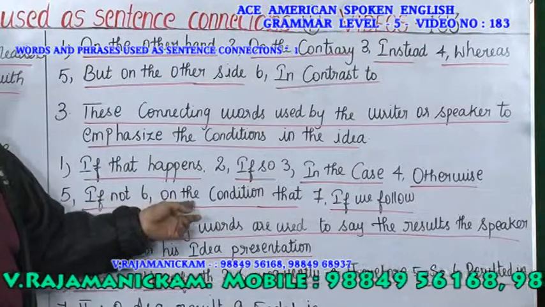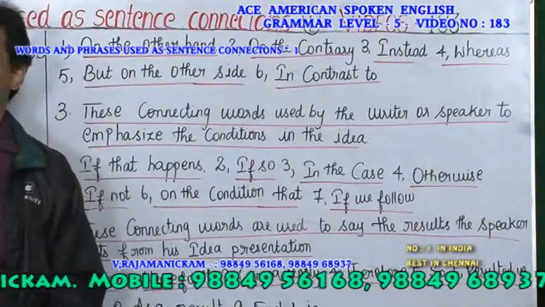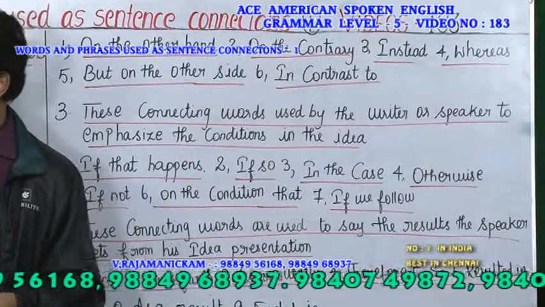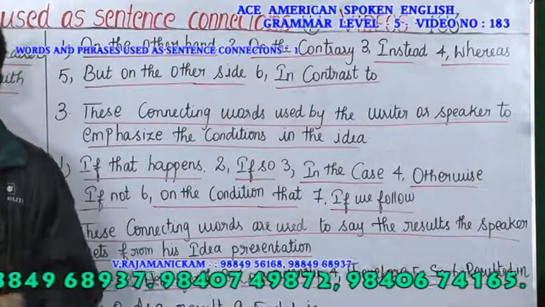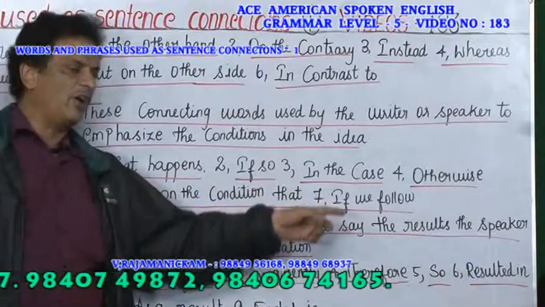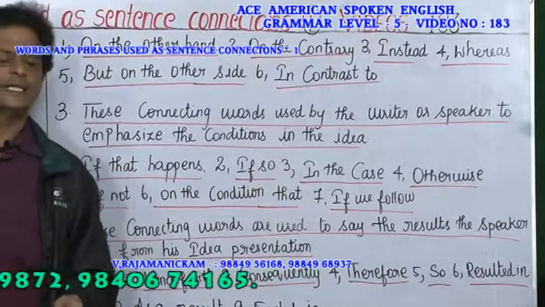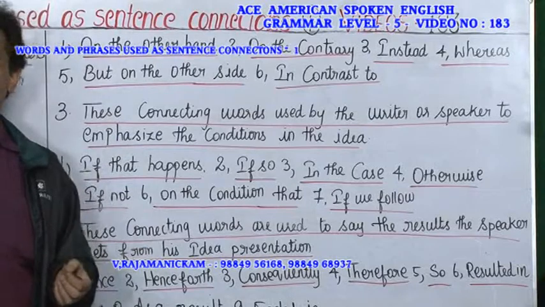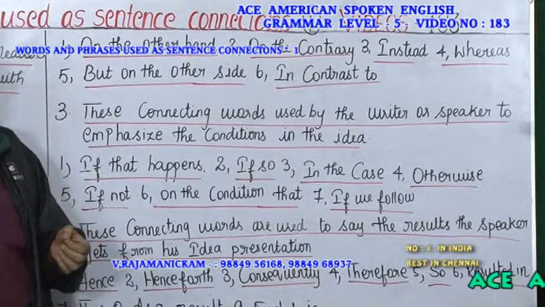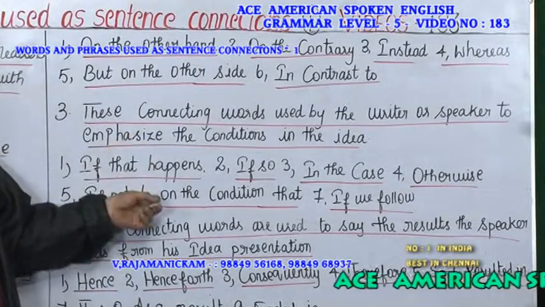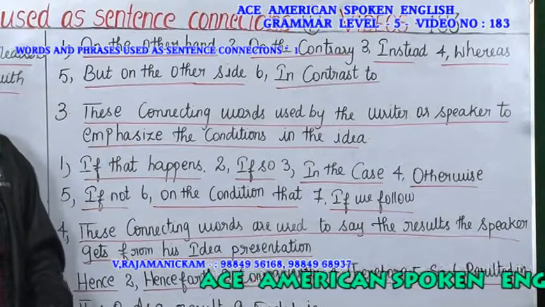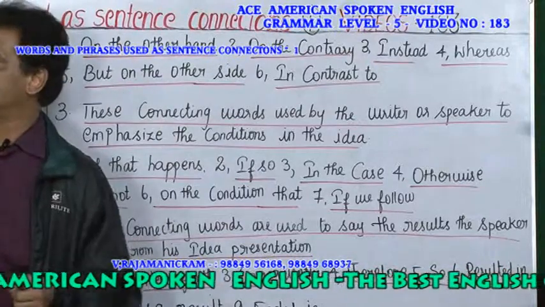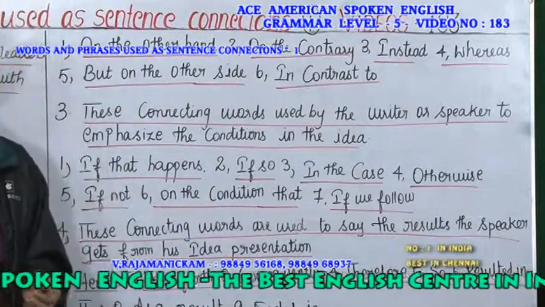So you can be an engineer on the condition that you should have finished your +2 with 60% marks, on the condition that. If we follow, so we should follow the Anna University rules and regulations. Only if we follow all the regulations, we will get the visa. So these are the words the writer or speaker uses to emphasize the conditions in the idea. Conditions. For conditions, you are using these words.